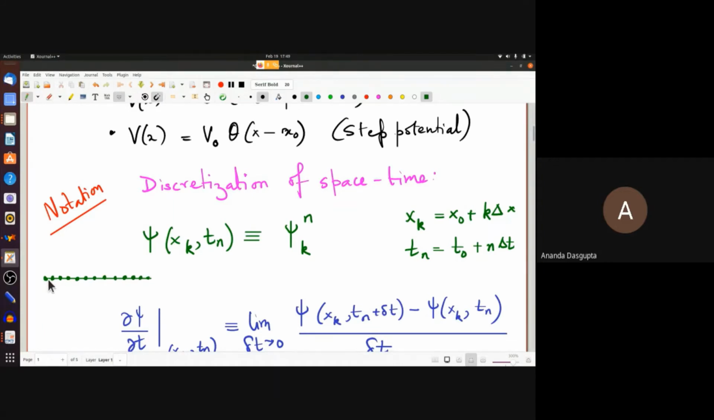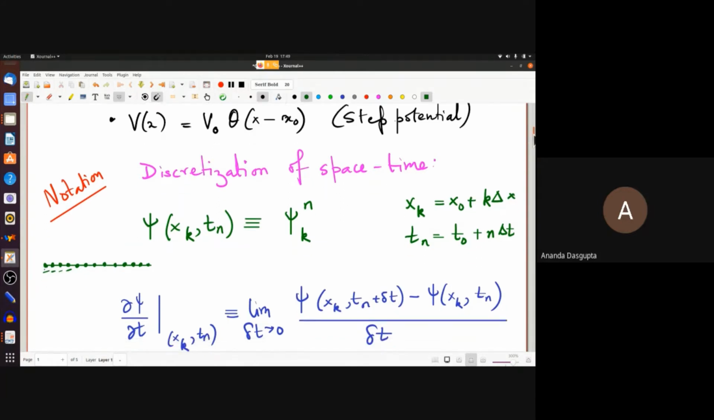And as time goes by, you are trying to figure out what happens to the wave functions which were here, here, here, here, here. I know what they were at the initial value. So this is the initial value problem in a sense. You know the initial value of the wave function. Then you want to find out what happens at the next time step. Then using that, you will try to find out what happens at the very next time step, and so on.